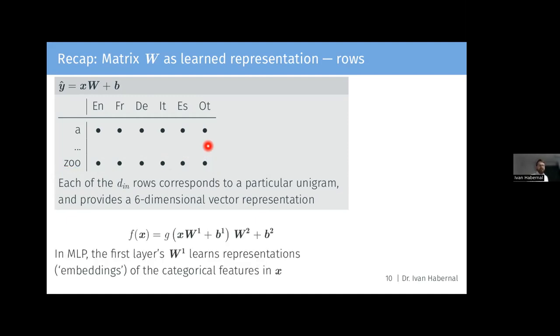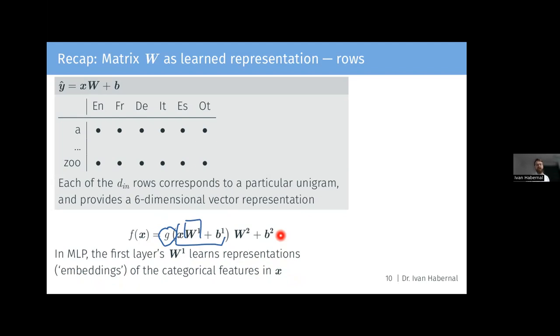So basically here, this is our multi-layer perceptron. This is the first layer, and this is the second layer, and after this first layer we have this nonlinear function. And in the first layer, this W1 learns representation embeddings of the categorical features index. We had it last time, and it's going to be a topic today and in the next lecture as well. So learning representation is a key part of deep learning, and learning good representations. Whatever you do at the end, be it classification or generation, it's always like classification or probability distribution prediction. It's nicely separable. Great.